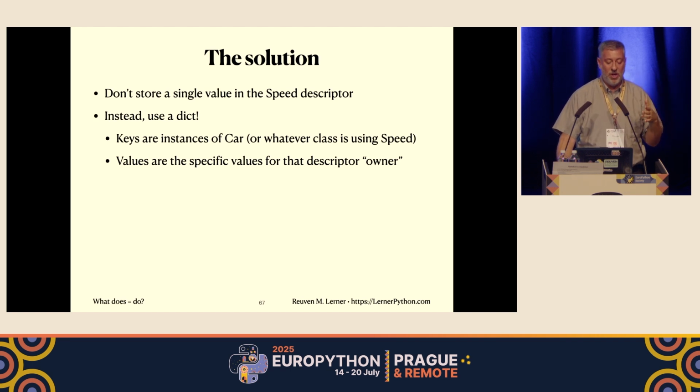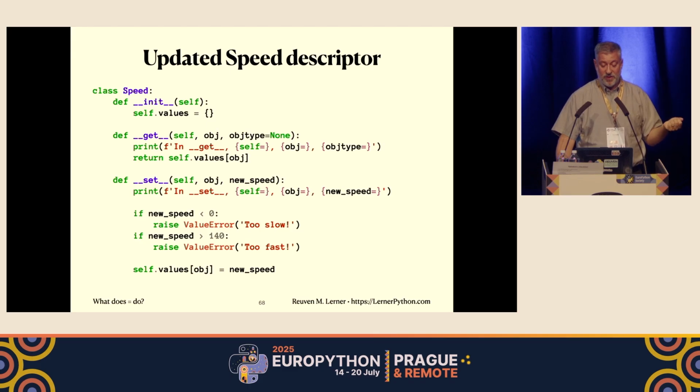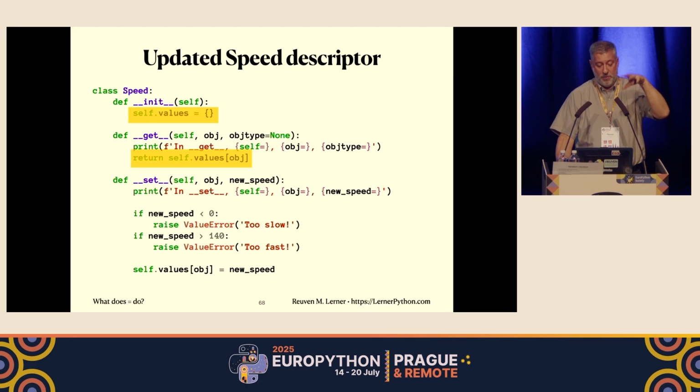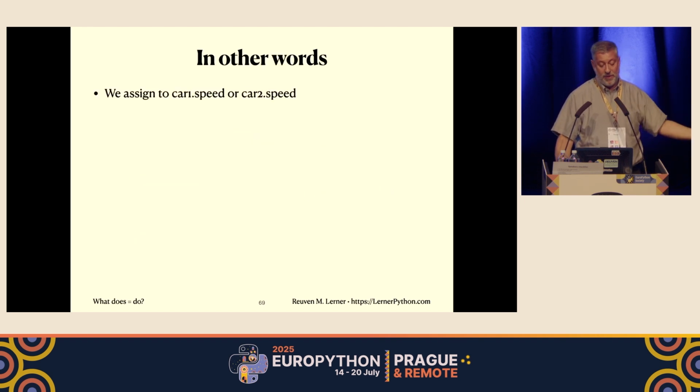So the solution is, don't store a single value in the speed descriptor. Instead, use a dictionary, right? We love dictionaries. So the keys in that dict are the instances of car, or whatever class we're using. And the values are the specific values for that descriptor. So I say here, self.values equals a dictionary, and then I assign not to the value, but to self.values of whatever object it is. And when I set, I'm going to say self.values[object] equals new speed. And so now if I assign to car1.speed or to car2.speed, they are independent of one another.